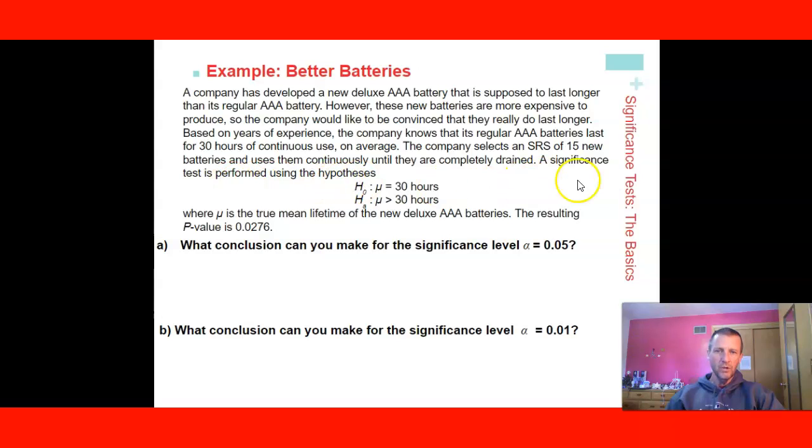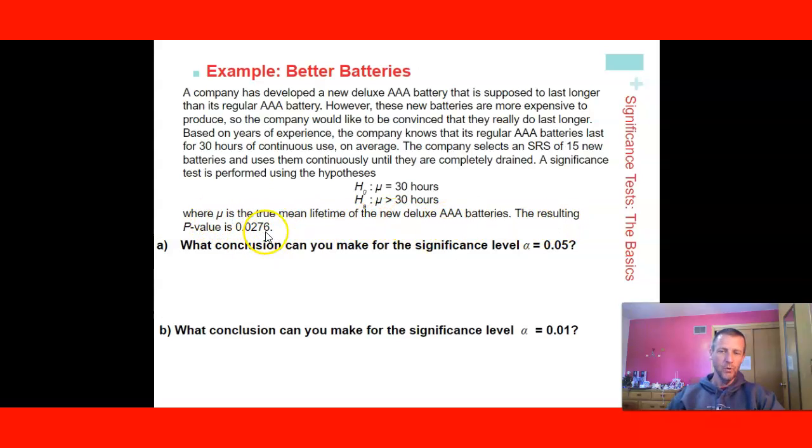So they're going to do a significance test. The null hypothesis is that the new mean is really 30 hours. First battery, second battery, third battery, we see how long they lasted, add those up, divide by 15. We think the mean is still really 30. What we're secretly hopeful of is the alternate hypothesis, that maybe the new mean is bigger than 30. That's what we're hoping for. Mu is the true mean lifetime of the new batteries.